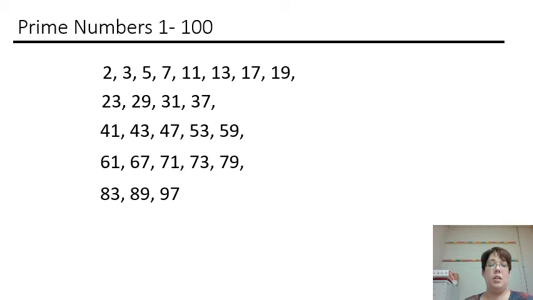So these are all the numbers, and I tried to group them into groups of 20. Like this first row is the prime numbers from 2 to 20. This is 20 to 40, 40 to 60, 60 to 80, and 80 to 100. So that way you can just have an easy reference to go by. We will be referring to these numbers quite a bit for the rest of this lesson.